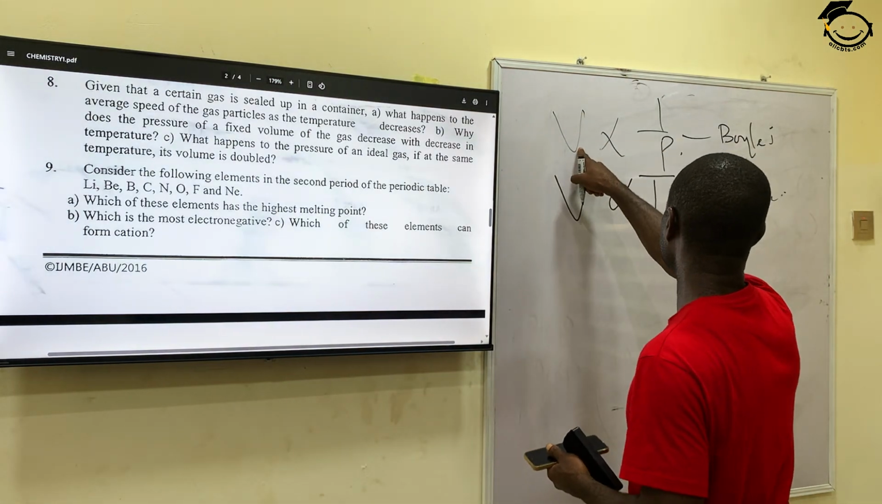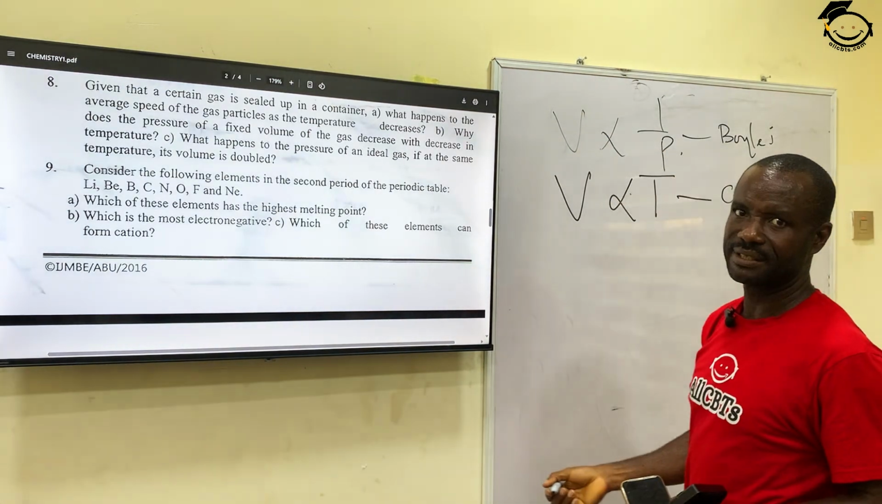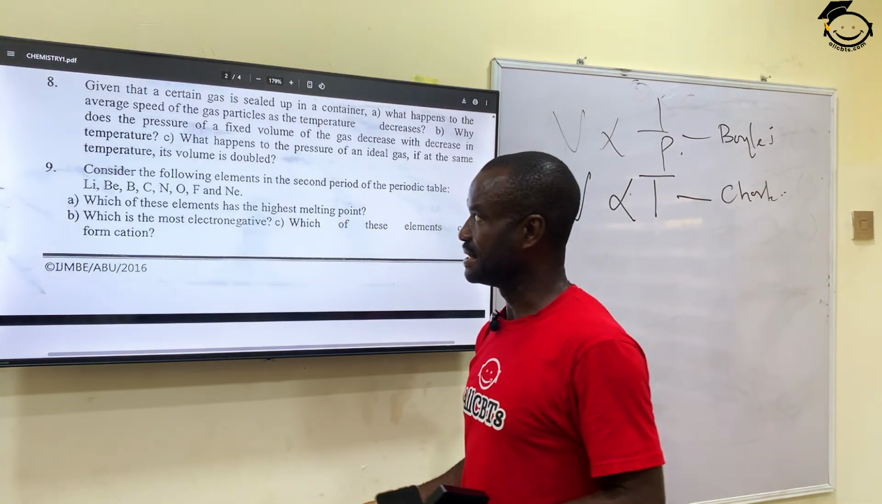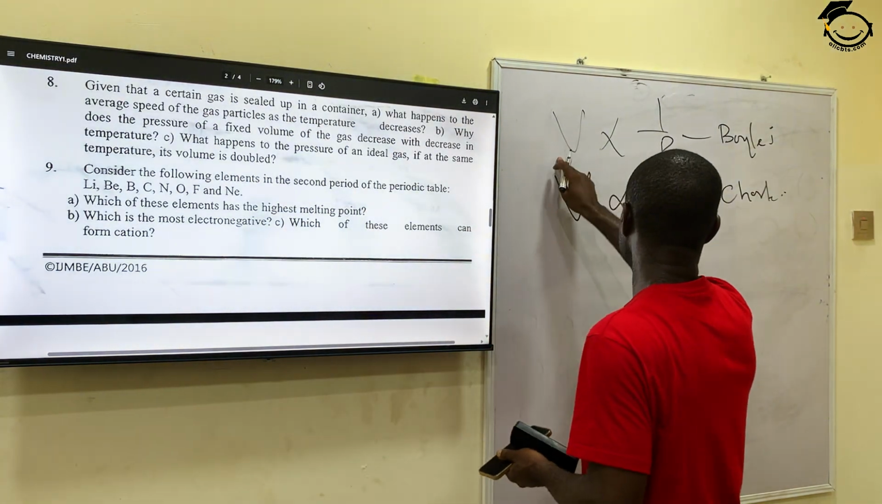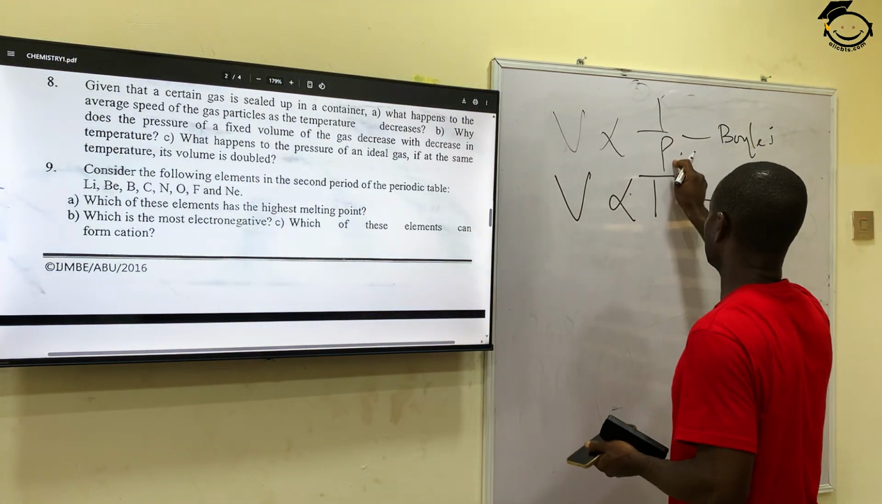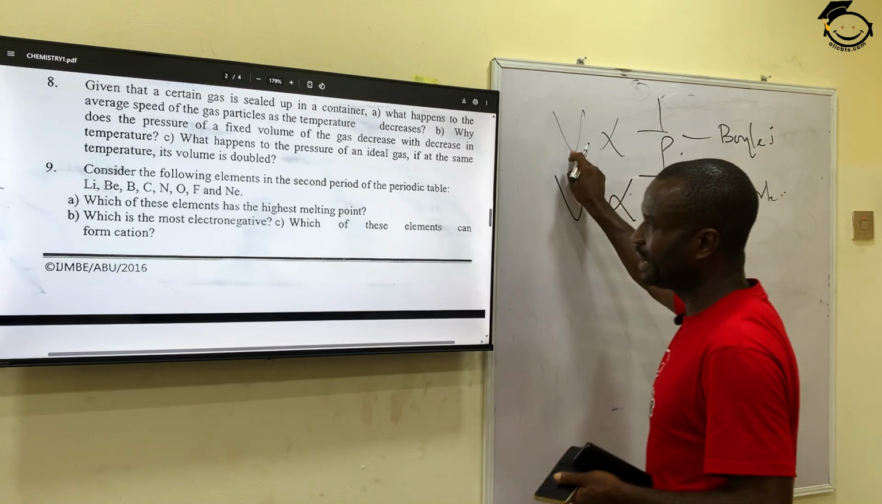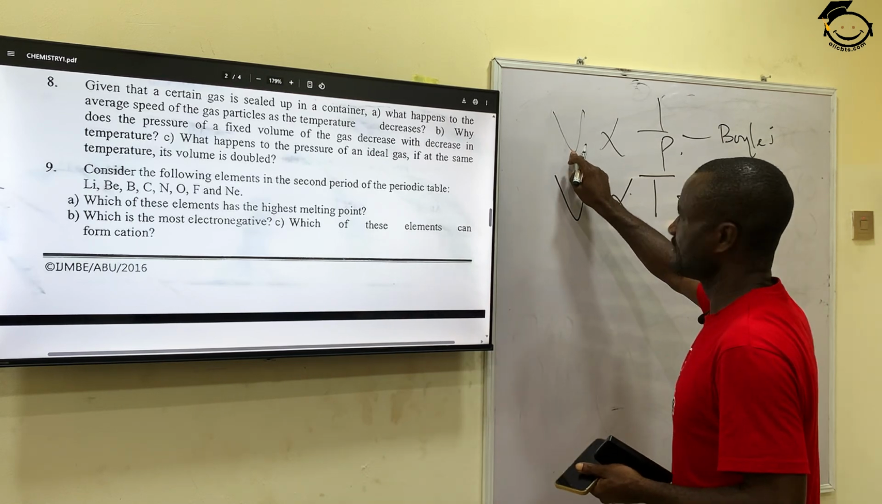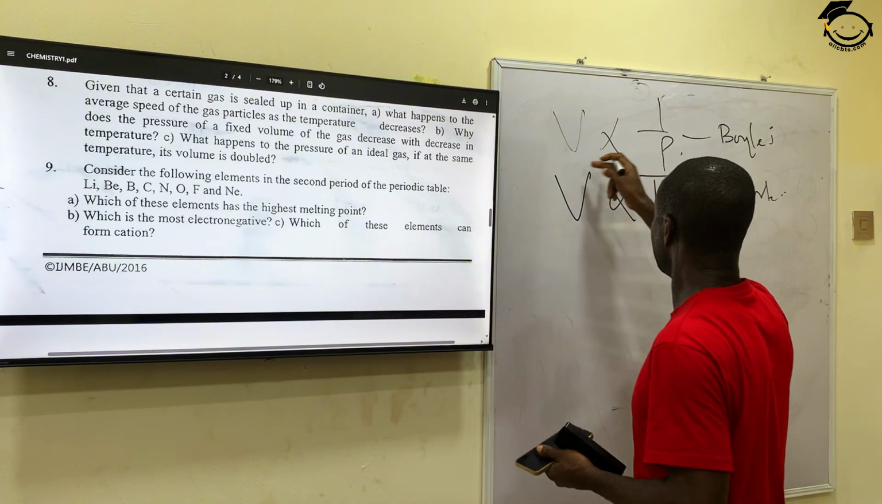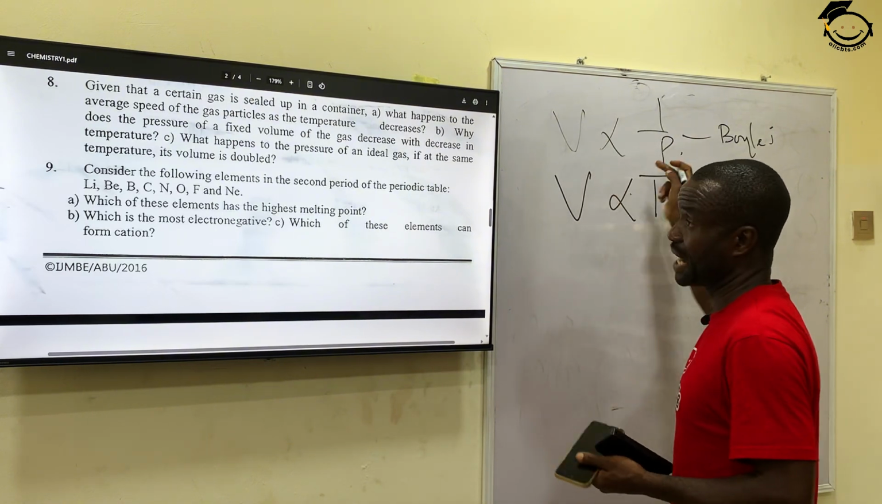If you double the volume, it means the pressure will be half. Since volume is inversely proportional to pressure, doubling the volume means that the pressure has been halved.